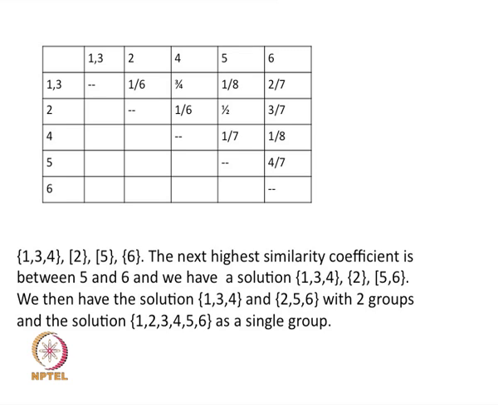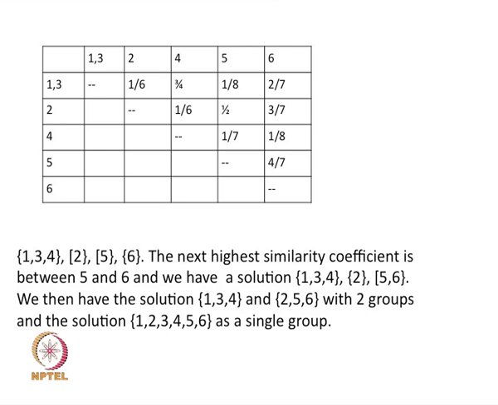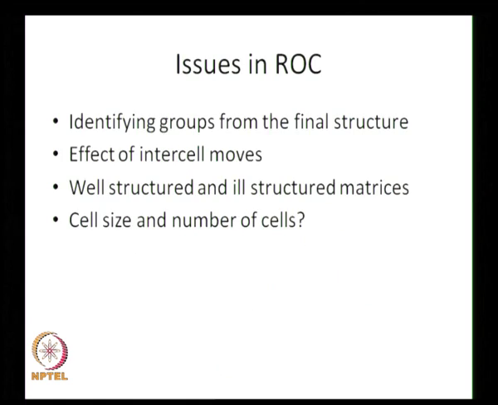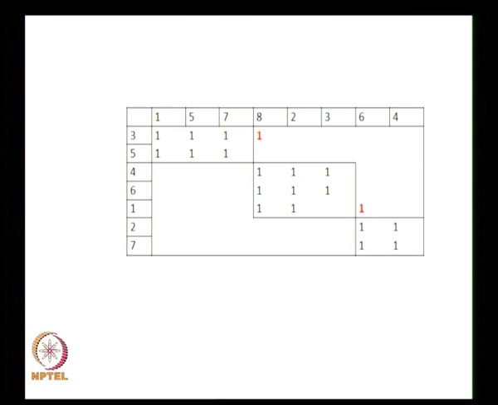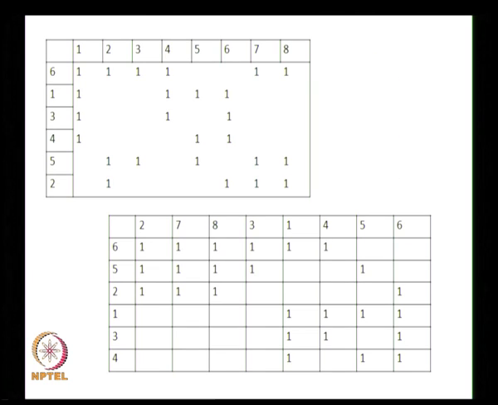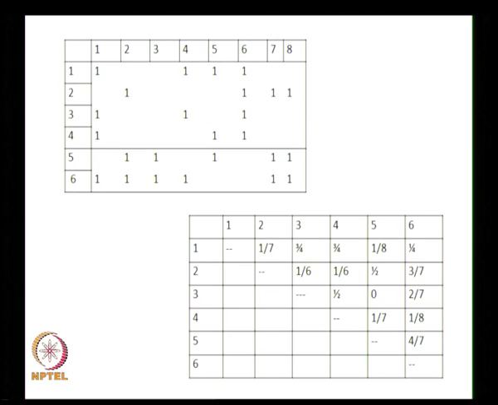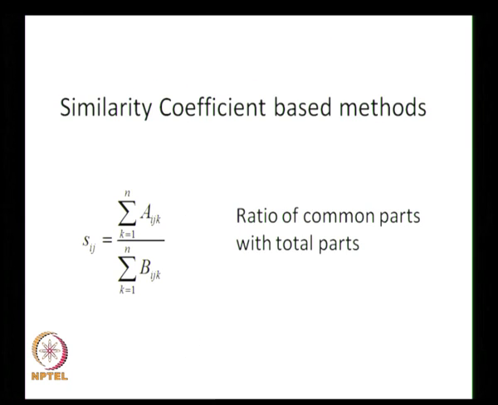So, if we say that we want a solution with 2 groups, we would now take this solution with 1, 3, 4 and 2, 5, 6 as 2 groups. So, we would go to the solution with 1, 3, 4, 2, 5, 6 with 2 groups, which is the solution that we have here. So, if we want a solution with 2 groups, we will have this 1, 3, 4 and 2, 5, 6 as 2 groups with 4 intercell moves. So, this is one of the similarity coefficient based methods.